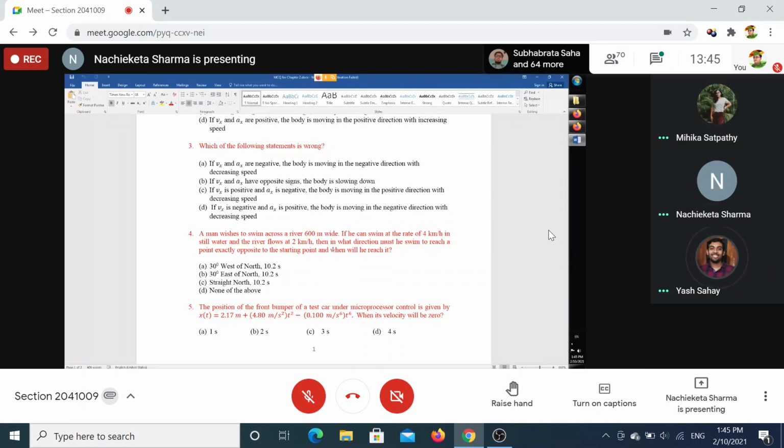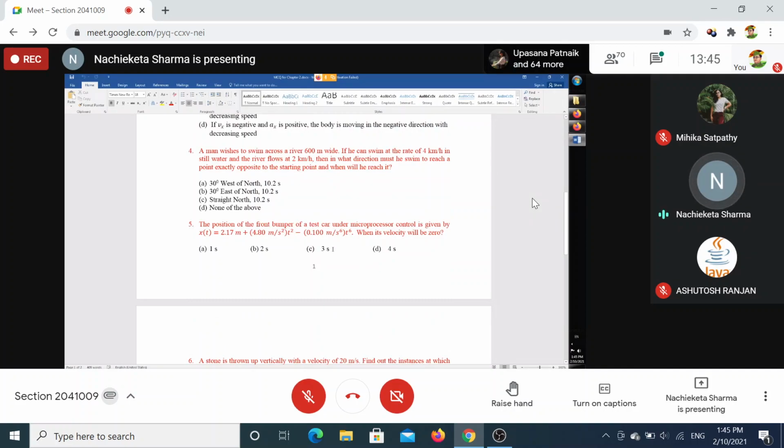Sir, A. That is right. If Vx and Ax are negative, that means both have the same signs, and the body is moving in the negative direction. That is correct. But with a decreasing speed, that is wrong. It will move with increasing speed, because the signs of Vx and Ax are the same. Vx is negative, so the body is moving in the negative direction. Because the signs are the same, it will move with increasing speed. So that part is wrong.